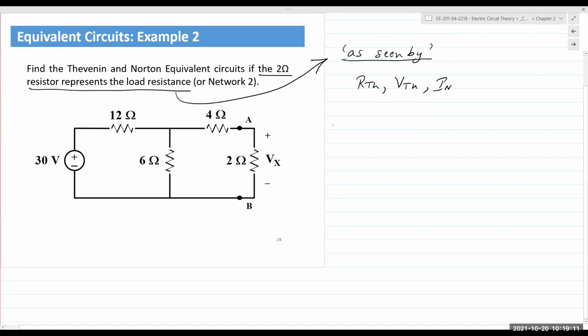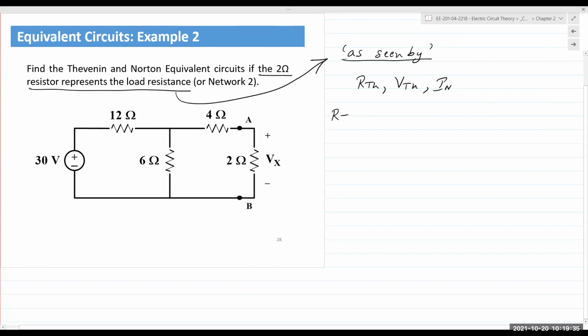Keep in mind, these 3 quantities are independent of each other. So the 3 circuits that you design for these 3 quantities are also independent of each other. They are 3 completely different circuits. The results that you find in one circuit have no bearing on the other 2 circuits. Okay. So let's start with RTH first.